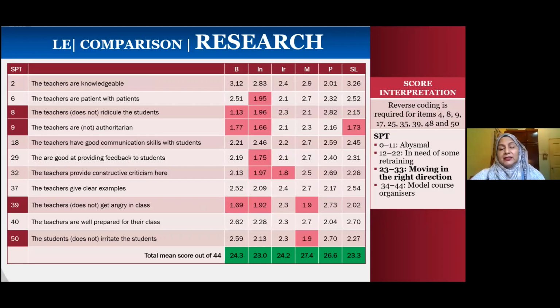Moving in the right direction, that was the second last best option.